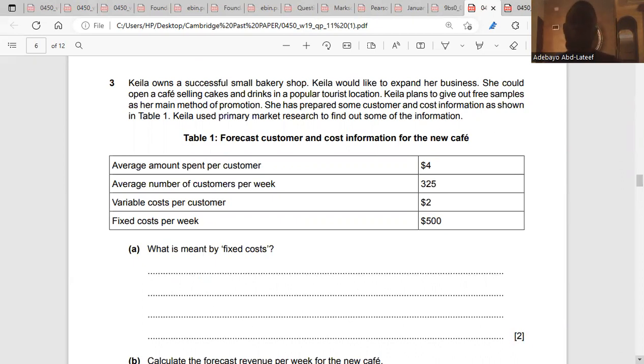So also you have to check the analysis, the forecast. Here we have our total revenue to be 325 times 4. 325 times 4 is 1,300, right? Then its total cost will be 500 plus 2 multiplied by 325, that's 1,150 or so. Based on this, it's still going to make a good profit when you take the total cost from the total revenue.